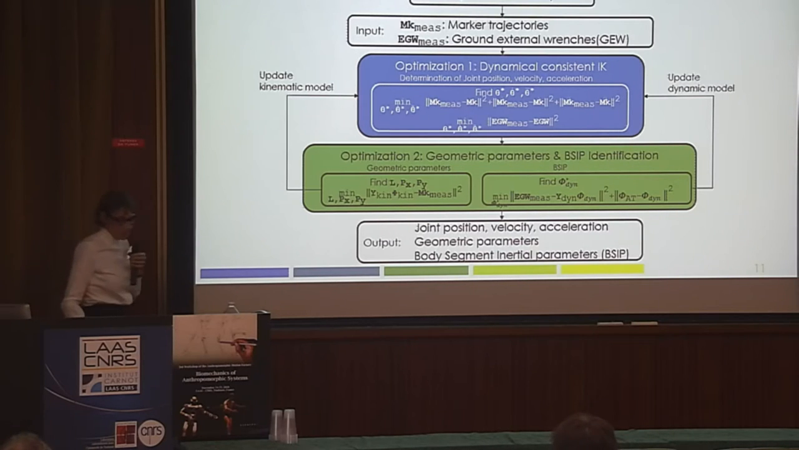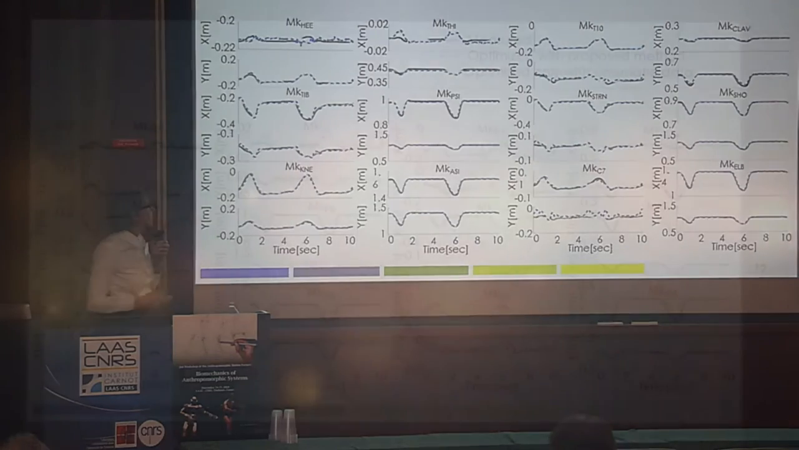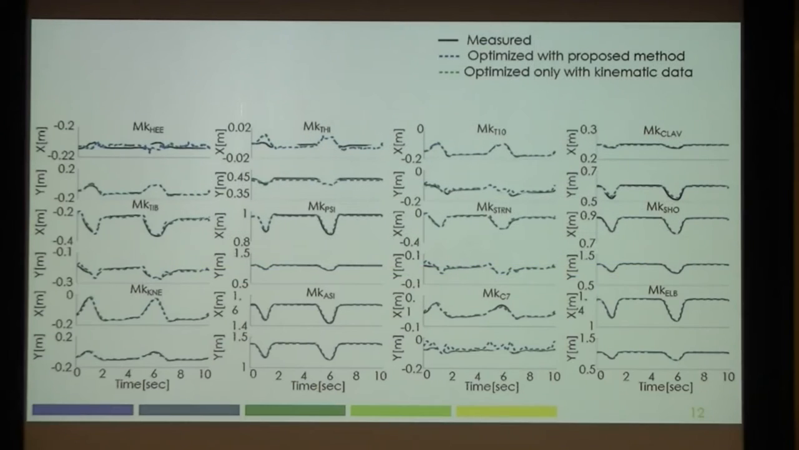And what we showed is, well, for the markers, these are the results we obtained for the marker optimization for a random motion. These are all the markers that we had in our model. These are the measured ones, the optimized ones in blue, and in green the optimized ones with just purely kinematic data. So we basically have very similar results, except from here, where our optimization method is not performing as well when you just want to optimize the markers.